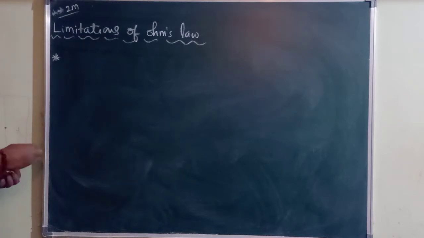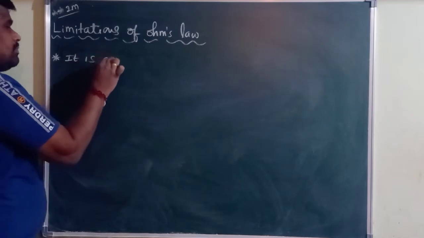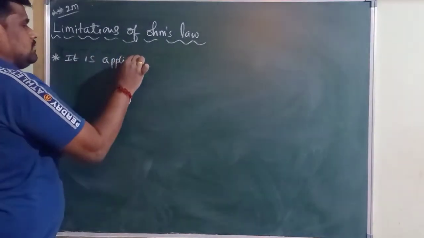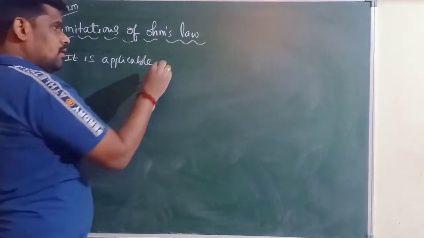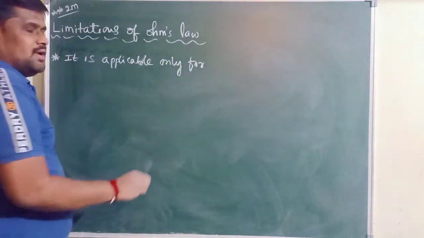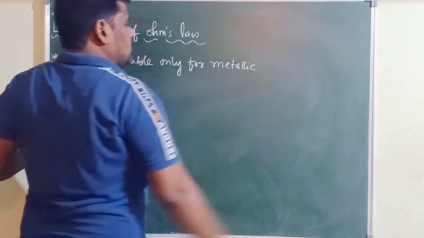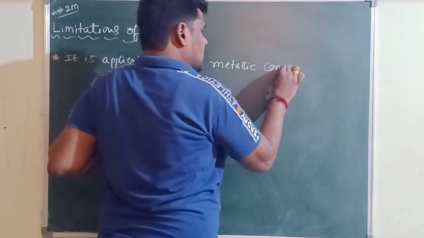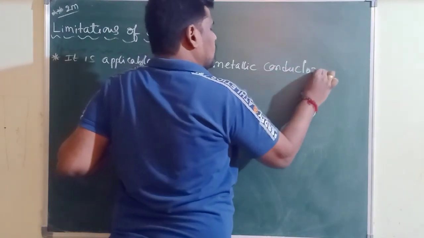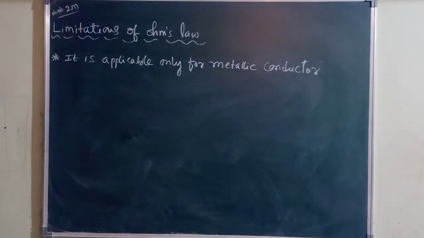What is the first limitation? It is applicable only for metallic conductors. That is the problem with Ohm's law. Ohm's law is not applicable for all conductors. It is applicable only for metallic conductors. That is the first limitation.